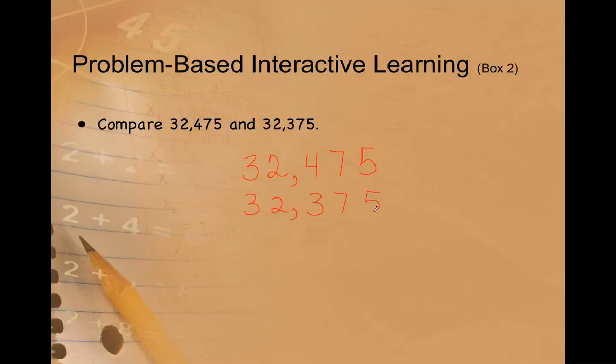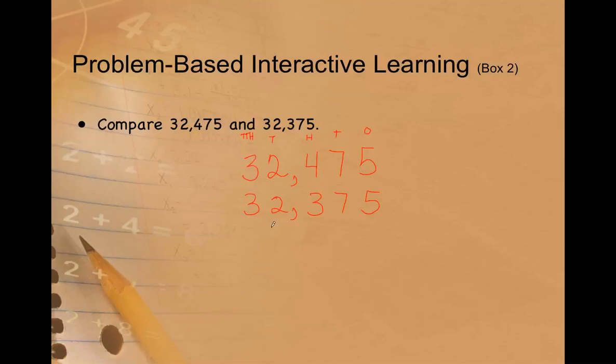And as you can see, I've lined up my digits. Those are all on top of each other. Even my commas are above and below each other. So I'm going to start on the left, the greatest value, which is the 10,000s place. This is the 10,000s place. This is the thousands place. This is the hundreds place. This is the tens, and this is the ones. So I'm starting in the 10,000s place, which is the greatest value. And as you can see, I have threes.